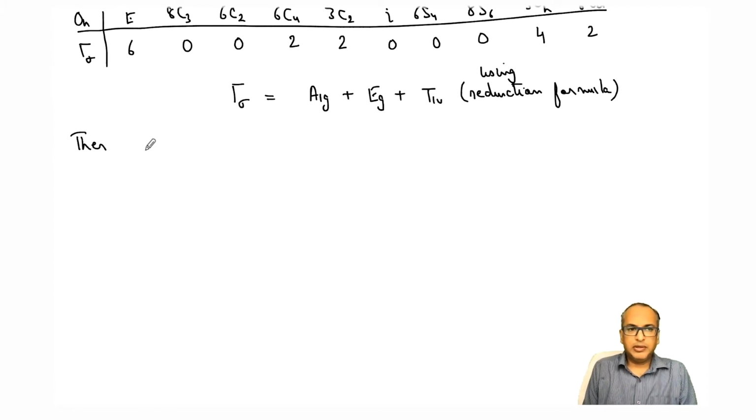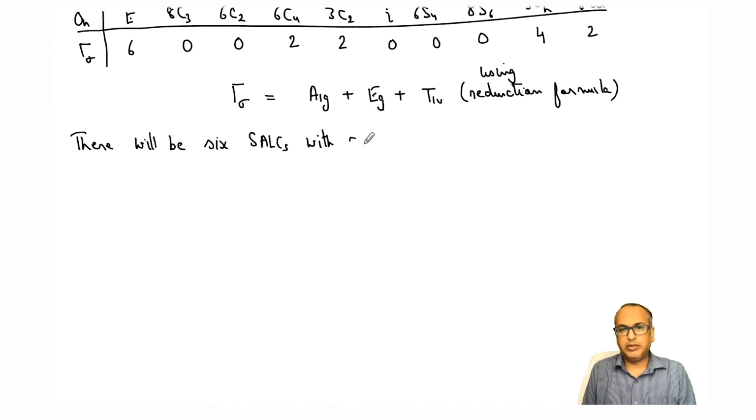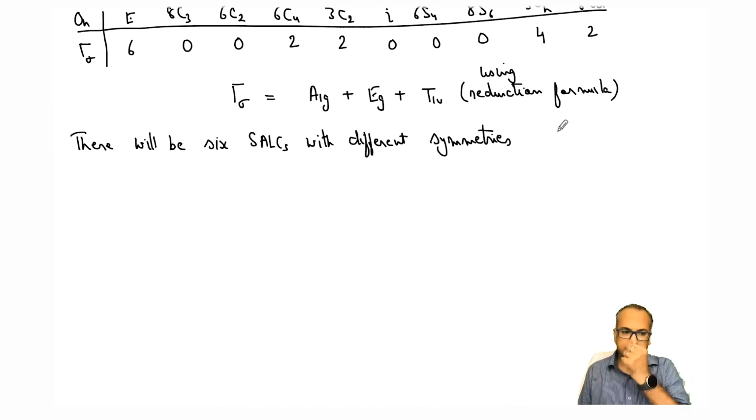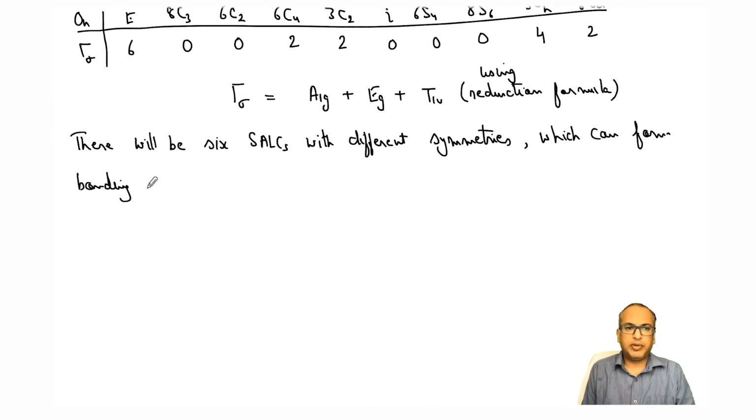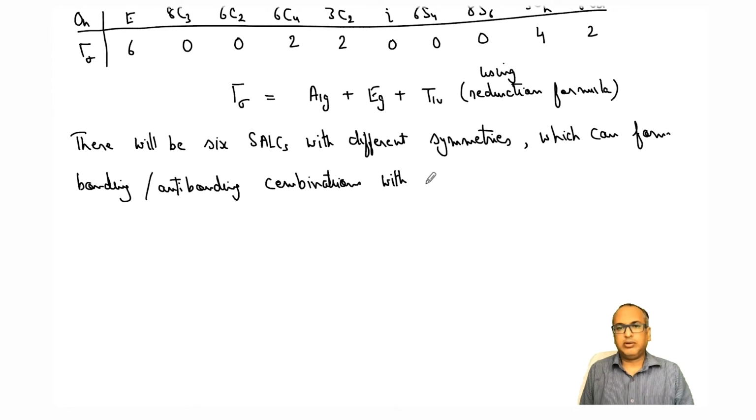So there will be 6 SALCs with different symmetries, which can form bonding and anti-bonding combinations with atomic orbitals of M, that is the central metal atom.